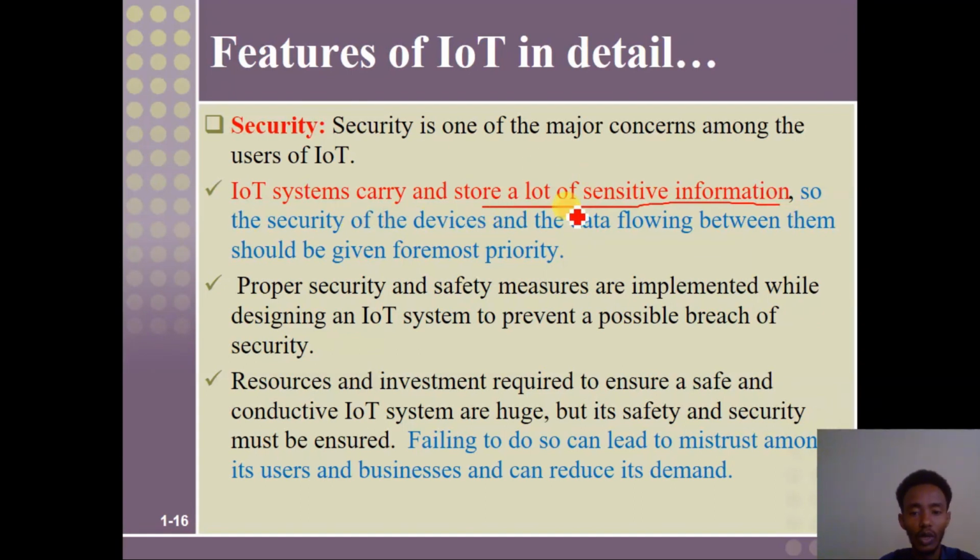So IoT systems carry and store a lot of sensitive information. So the security of these devices and the data flowing between them should be given foremost priority. When we launch an Internet of Things for one particular organization, we should consider security. We should be capable enough to protect the confidential or sensitive information of an organization from third parties and unauthorized users. As the number of interconnected devices increases in IoT, it may pave the way for hackers to hack sensitive information. This is one of the great disadvantages of having the Internet of Things in one particular organization.